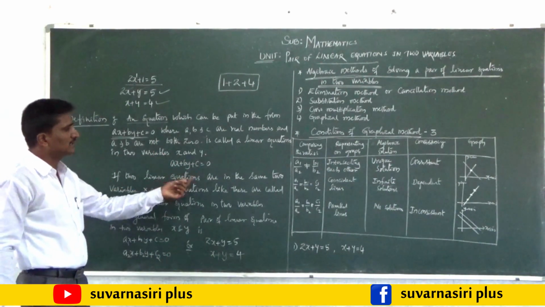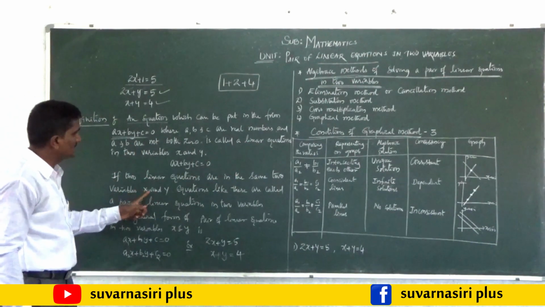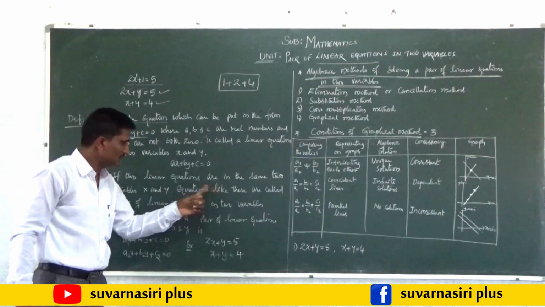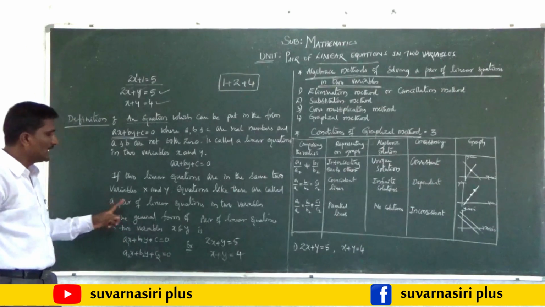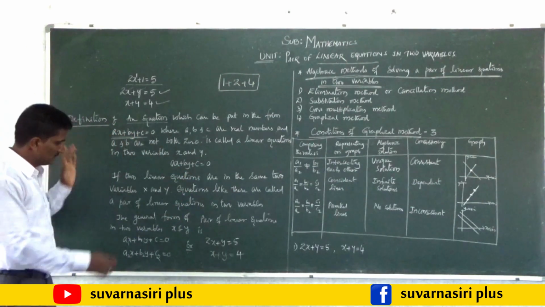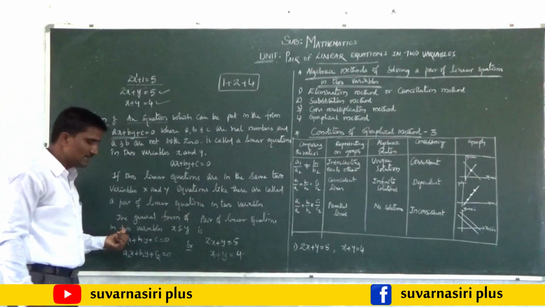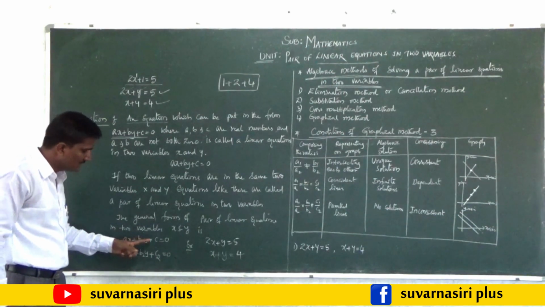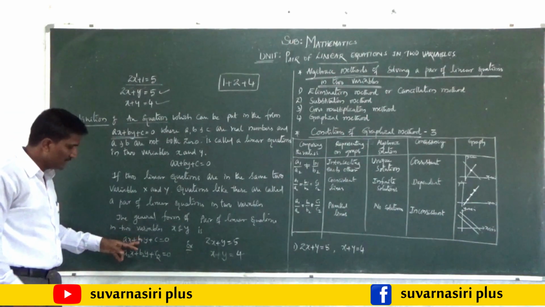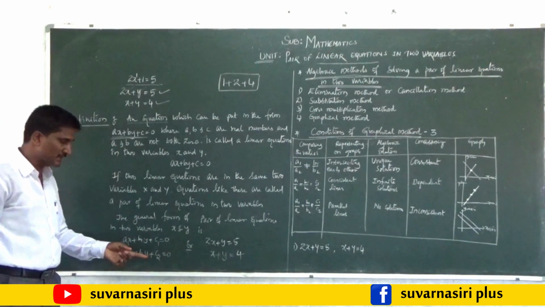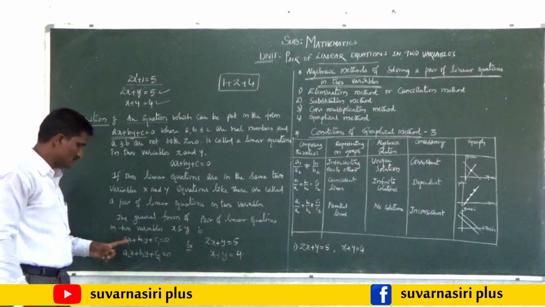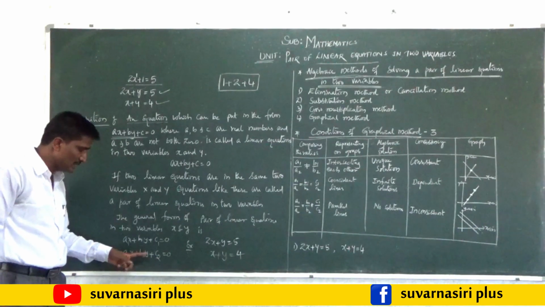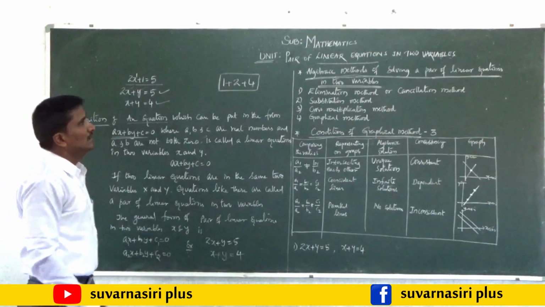If two linear equations are in the same two variables, that is x and y, equations like these are called a pair of linear equations in two variables. The general form of a pair of linear equations in two variables x and y is: the first equation, a1x plus b1y plus c1 is equal to 0, and the second equation, a2x plus b2y plus c2 is equal to 0.